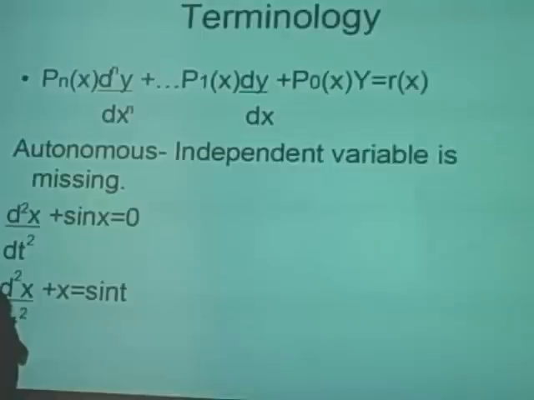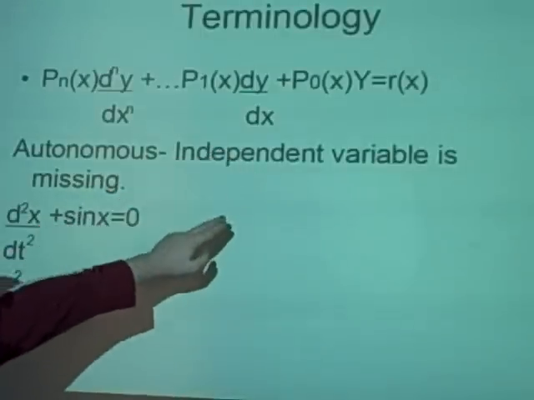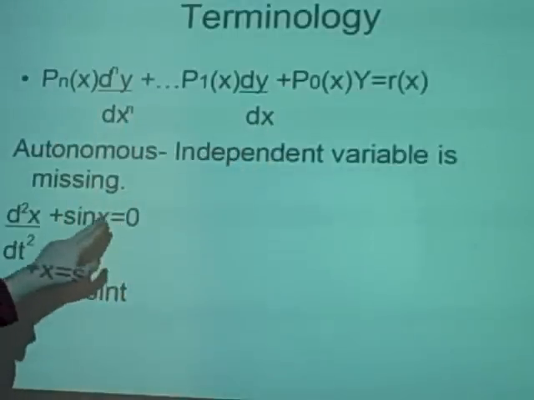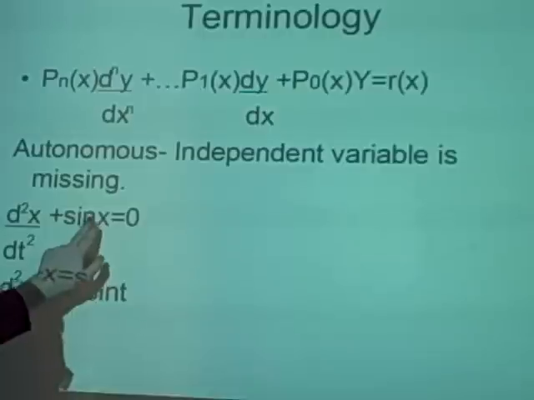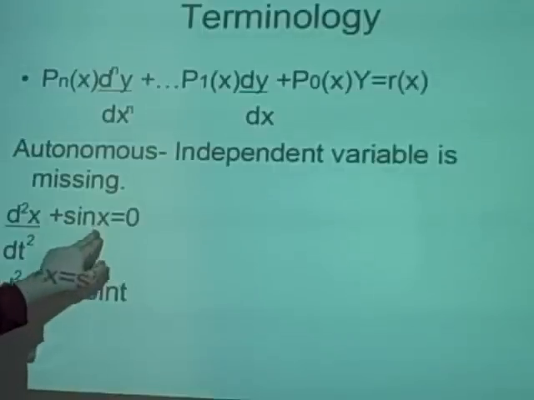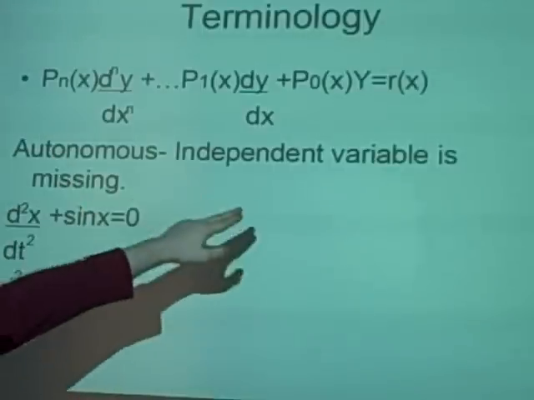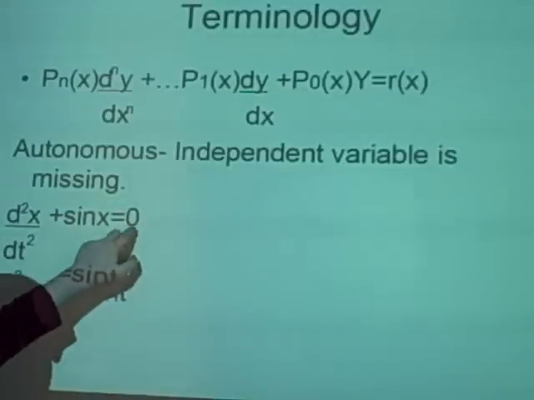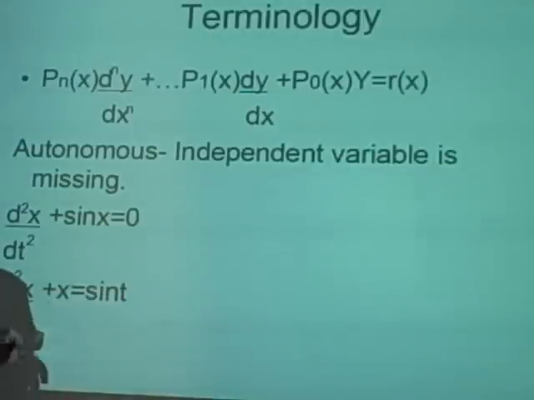And is it a linear equation? Looking at this, we've got y, dy over dx, and so on. We can't have that here because sine is not linear. So it's not a linear equation. And is it autonomous? Is there no independent variable? Yes, because the independent variable, t, doesn't appear, so there isn't one.